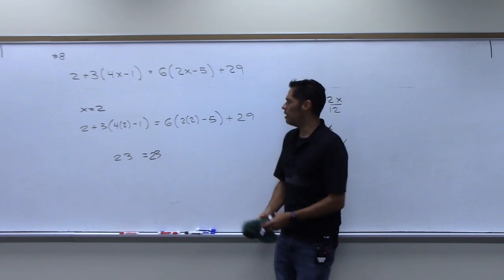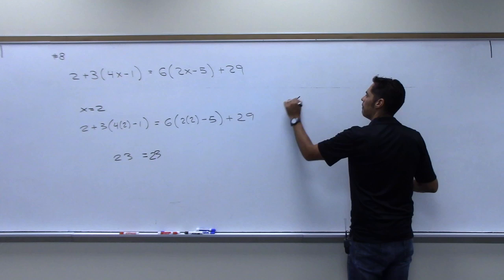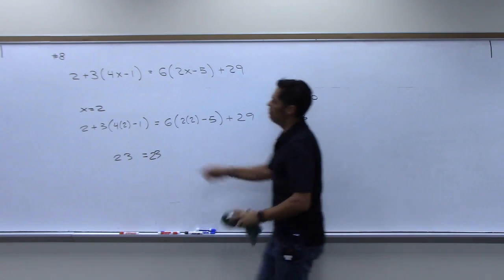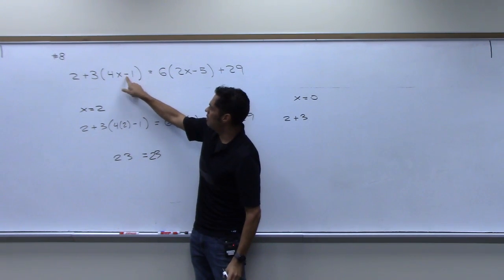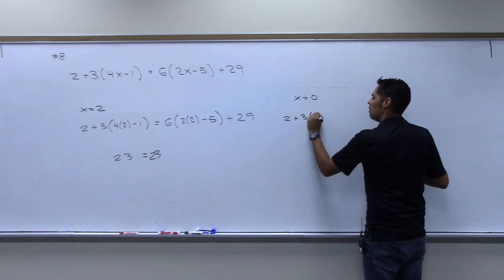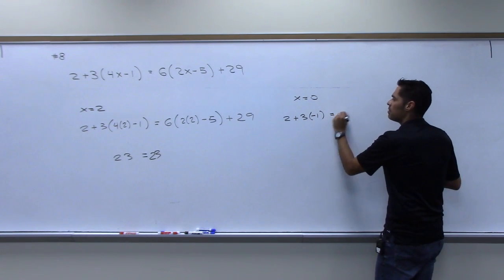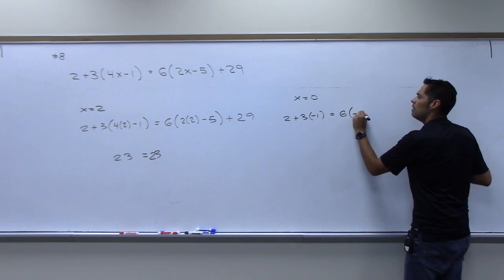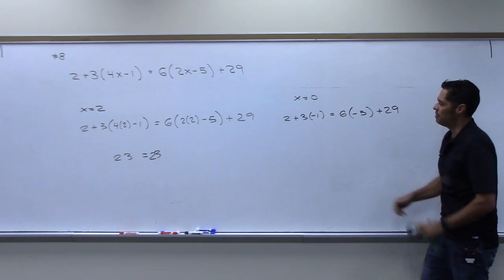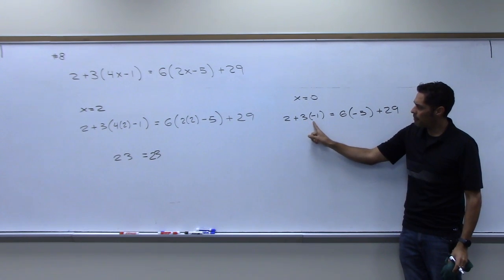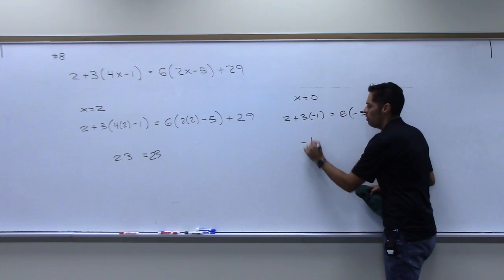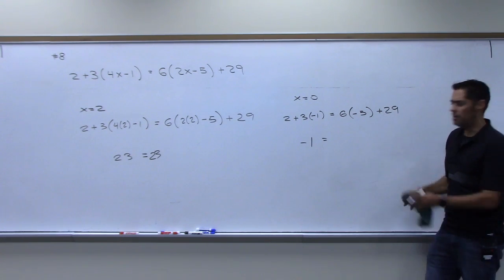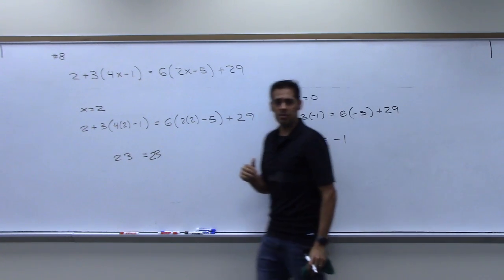Now, give me another value of x. Let's go with 0. It's easy to plug in 0. So if we plug in 0, it would be 2 plus 3. Let's go faster. 0 here would just give you what? Negative 1? You all okay with that? Equals 6, and then let's plug in a 0 here. That's gone, so just minus 5, or negative 5. And then plus 29. Let's see what happens here. This is negative 3, right? Negative 3 plus 2? Negative 1. Over here, negative 30 plus 29. Negative 1. So 0 is an answer, right?